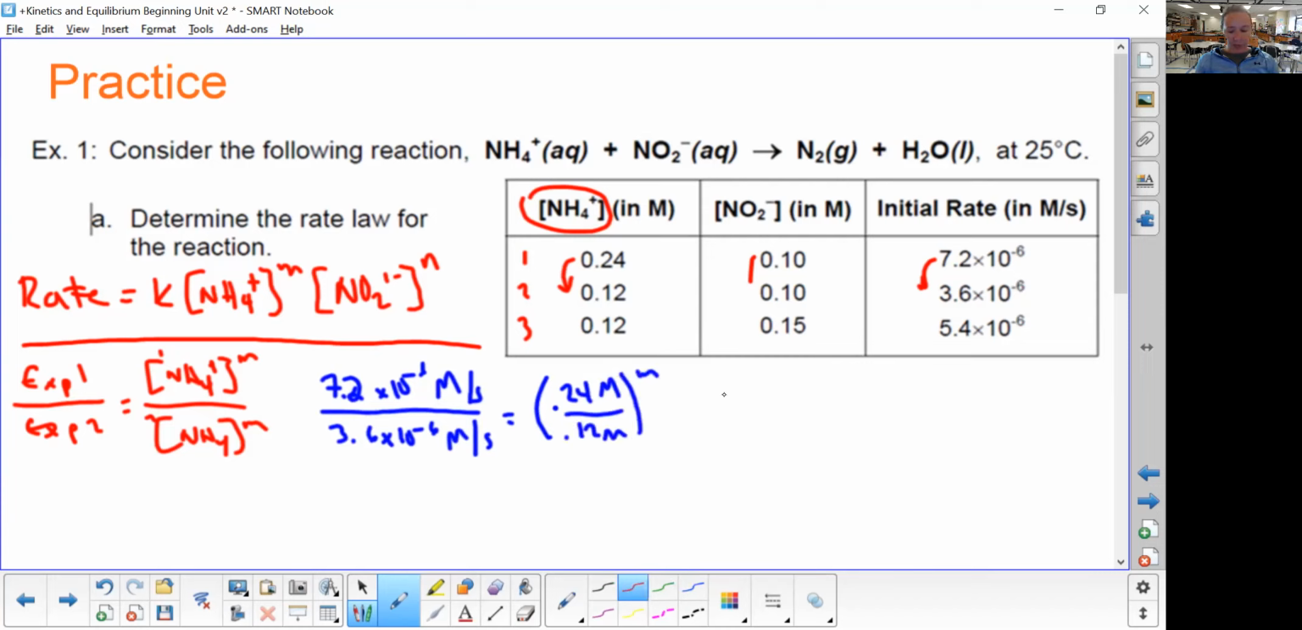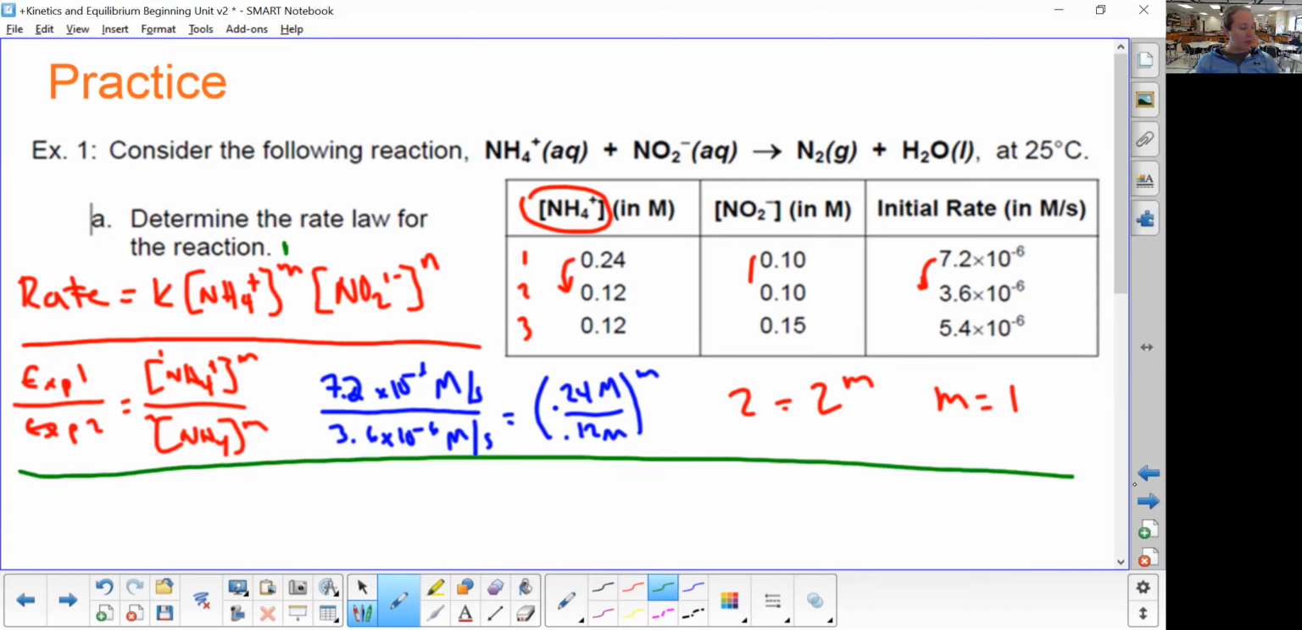So what we end up getting here is we have 2. Okay, if you divide those, you're going to get 2 is equal to 2 raised to some power. So that means that m is equal to 1. So we determined that the m is 1 there. The concentration, if you double the concentration of the ammonium, you're going to double the rate.